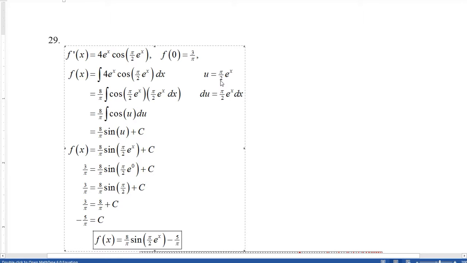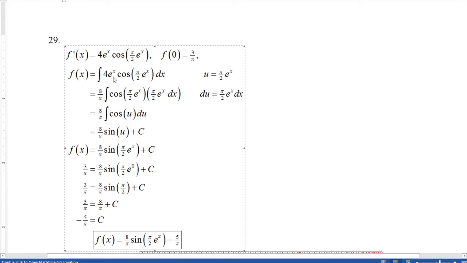In this case, if we let u be pi over 2 e to the x, when we take the derivative to get du, we first use the constant multiple rule, so that gives us pi over 2 times the derivative of e to the x. The derivative of e to the x is e to the x, and of course du always has the dx with it as well. Well, that works out okay.